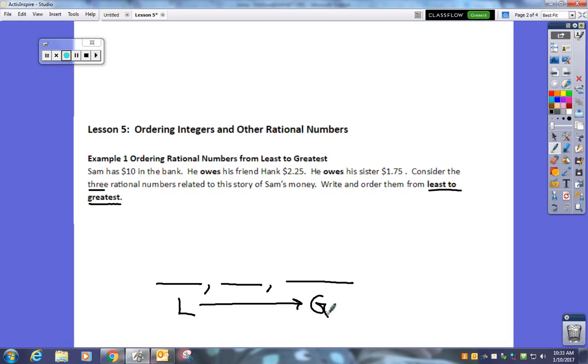So looking back into the problem, the first number I see is $10, and it says that Sam has $10 in the bank. If you have money in the bank, that's looked at as a good thing, and it would be a positive 10. I'm just going to write these numbers down so I know which numbers I am dealing with. The next thing I see is that he owes his friend Hank $2.25. If you owe someone, that means it's going to be taken out of the money that you have, so it would be a negative 2.25. And then lastly, he owes his sister $1.75. So once again, he's owing some money, so that's a negative $1.75.